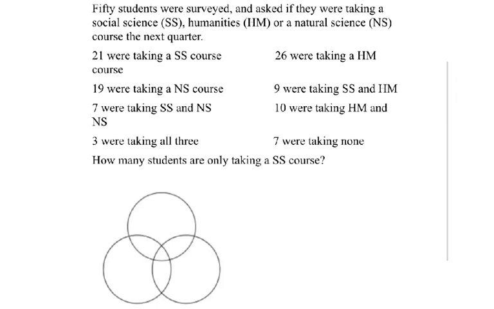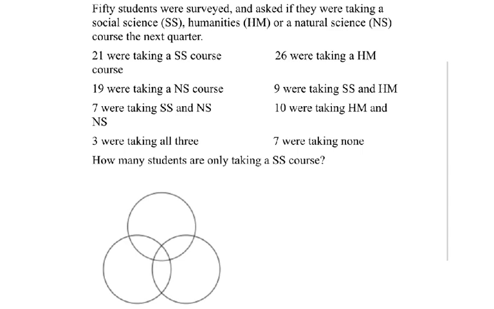50 students were surveyed and asked if they were taking a social science, humanities, or natural science course the next quarter. And there are our survey results. And the question is, how many students are taking only a social science course?